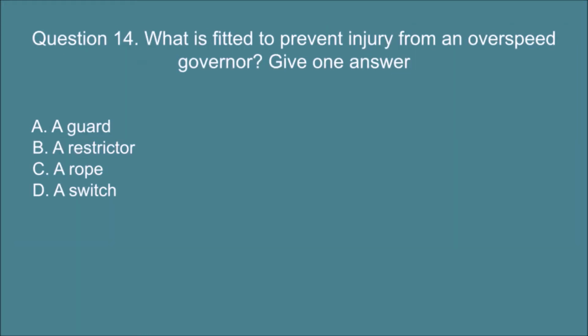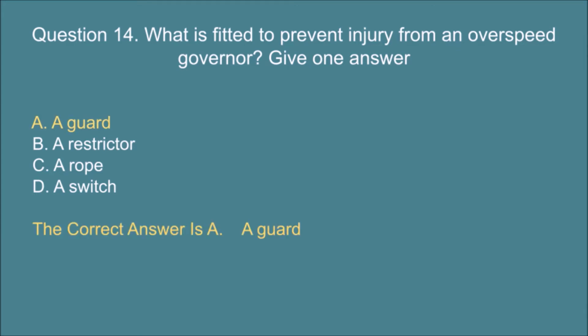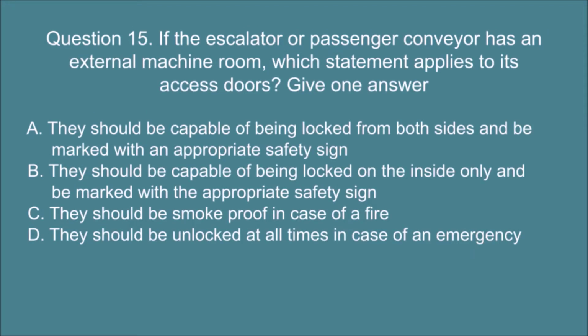Question 14. What is fitted to prevent injury from an overspeed governor? Give one answer. A. A guard. B. A restrictor. C. A rope. D. A switch. The correct answer is A. A guard.